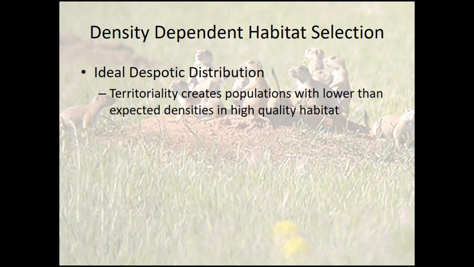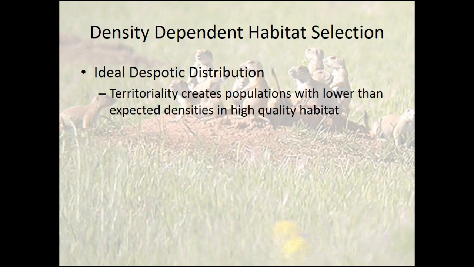Okay, so that was ideal free distribution. This is ideal despotic distribution. This is where territoriality creates populations with lower than expected densities in high quality habitat. So you would expect that areas that have high quality would have high numbers of animals. Areas that have low numbers of animals, then you could assume that maybe they don't have that good of quality of food or of habitat. But because of this despotic distribution, that might mean that we have a few dominant animals in that area that don't let other animals in.